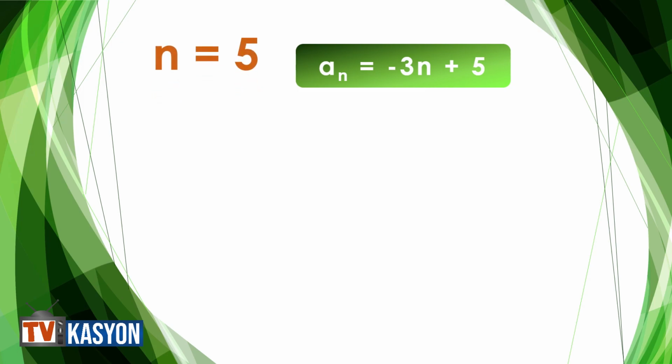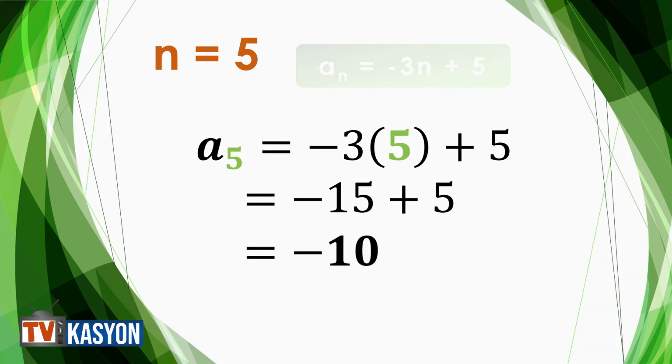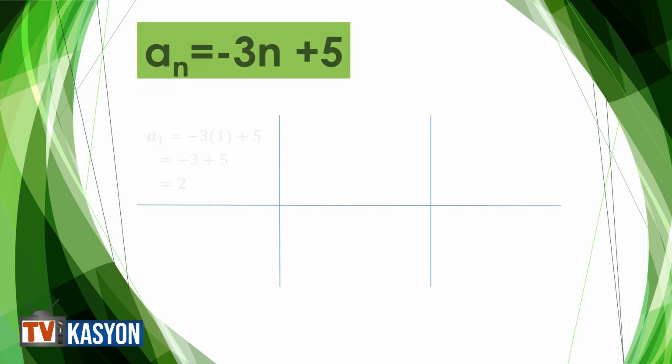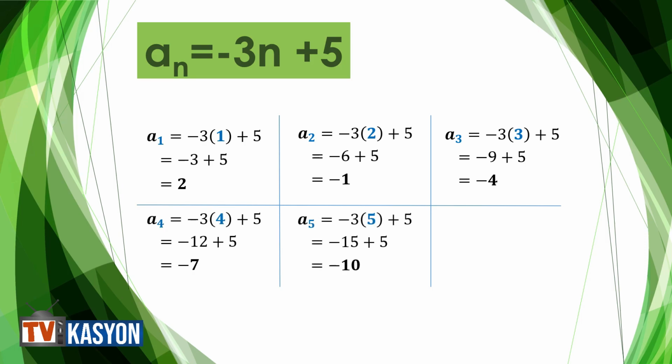For the fifth term, where n is equal to 5, we write a sub 5 equals negative 3 times 5 plus 5. Negative 3 times 5 equals negative 15. Plus 5, we have negative 10. Looking at the calculations, we can now say that the first 5 terms of the arithmetic sequence a sub n equals negative 3n plus 5 are 2, negative 1, negative 4, negative 7, and negative 10.